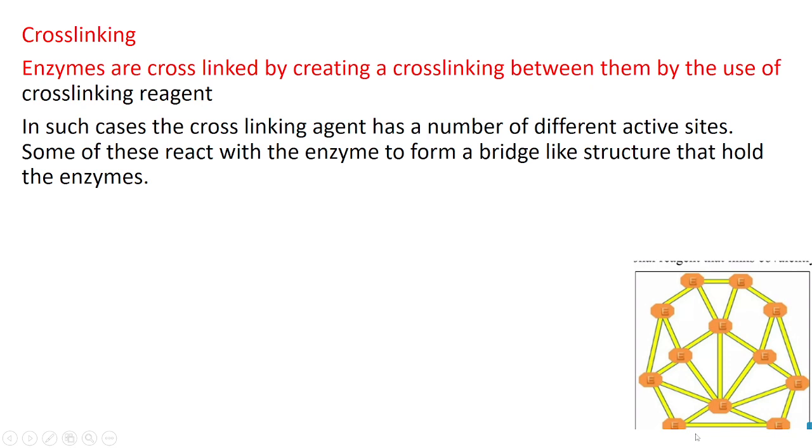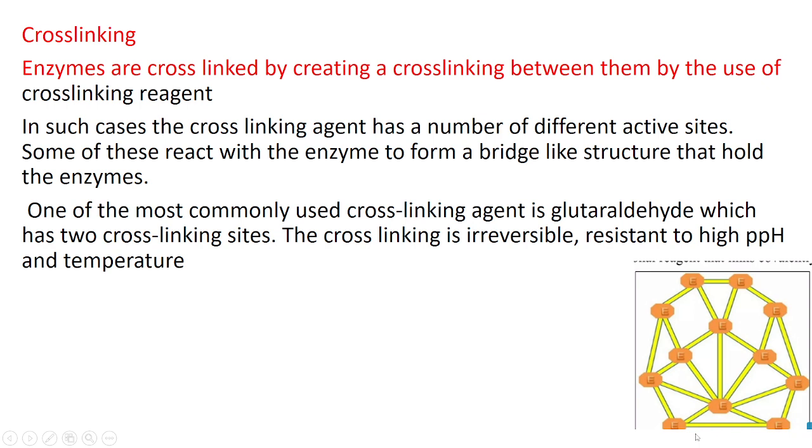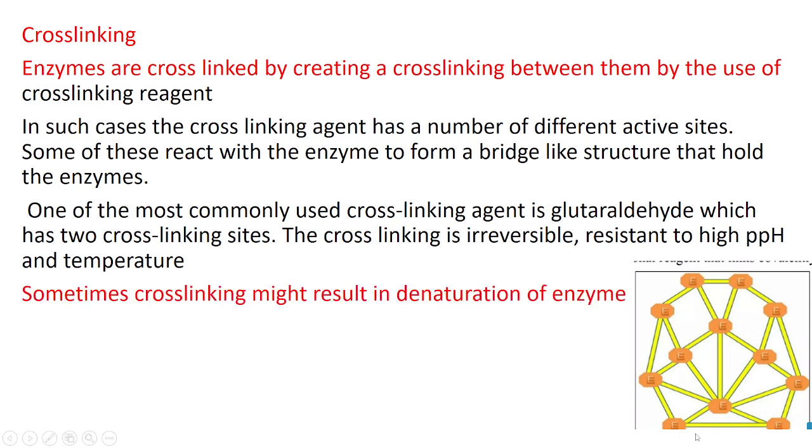The cross-linking agent will be added to the enzyme. This agent has so many active sites, and each active site will bind to one or two enzymes such that many enzymes are cross-linked together. One very good cross-linking agent is glutaraldehyde, which has two cross-linking sites. This cross-linking is a very strong bond formation, and it is irreversible. It is resistant to high pH and temperature. Sometimes the cross-linking might result in the loss of function of the enzyme and in denaturation of the enzyme.